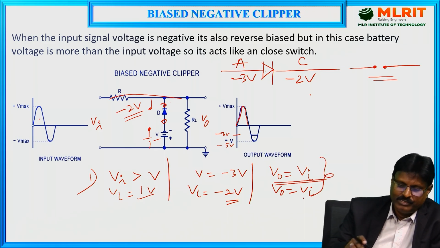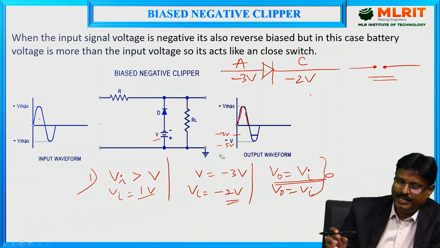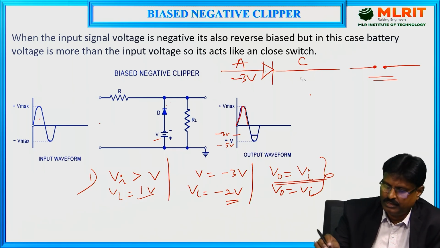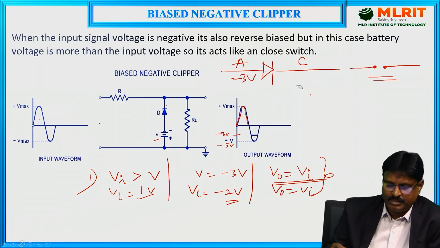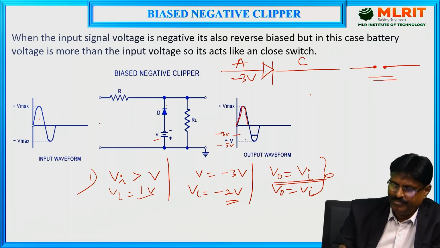So this is about a part of the operation where I am taking a value Vi greater than V.